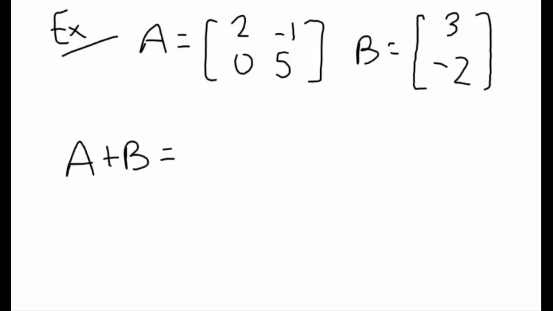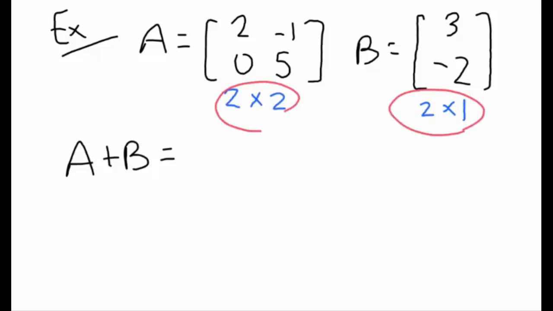Let's try to do one more example. Here we're going to take a look at A, and A is a 2 by 2 matrix. It has 2 rows and 2 columns. B has 2 rows and 1 column. When we go to add these together, we note that we do not have the same size matrix. So it's going to be impossible for us to find the matrix A plus B. In fact, we usually say that the matrix A plus B is undefined, and the reason is A and B are not the same size.